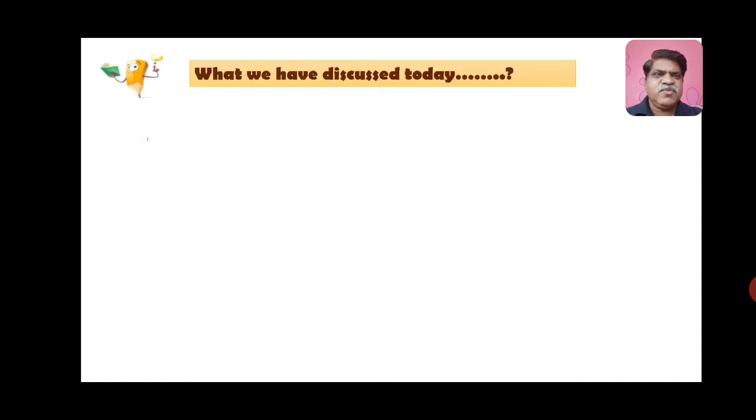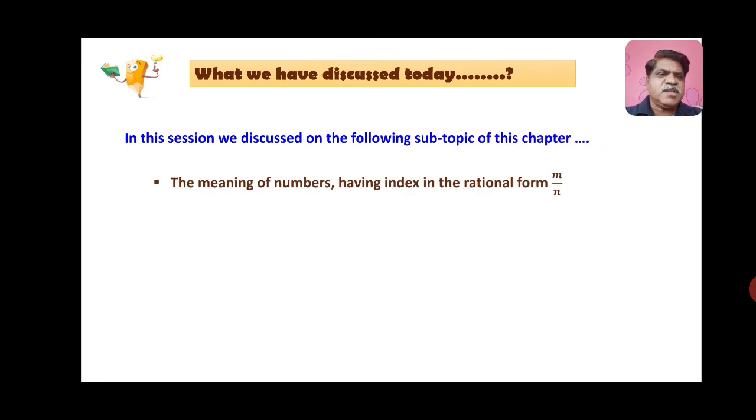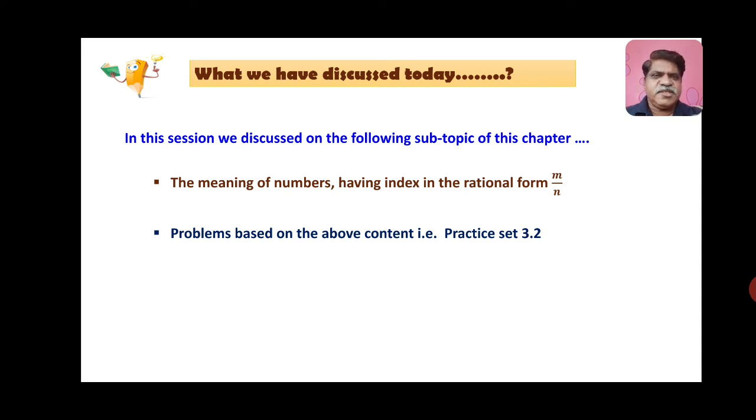So, friends, these are the problems we discussed today in this session, with the following subtopics. The meaning of the numbers having the index in the rational power m by n, where m is not equal to 1, we have considered, and the problems based on the above content, that is practice 3.2, completed.